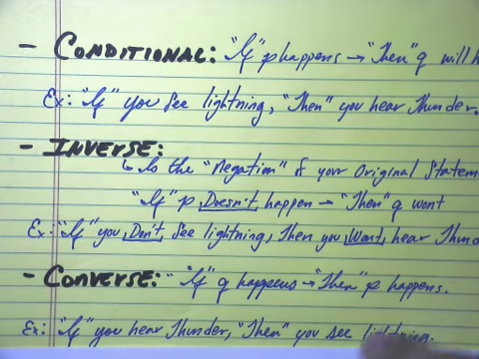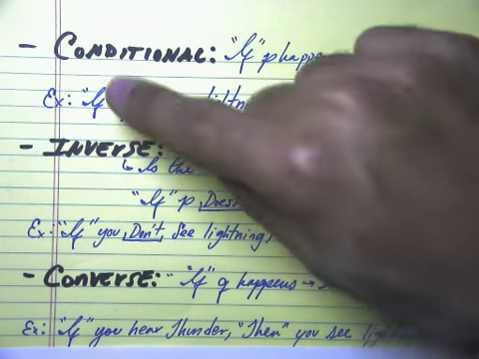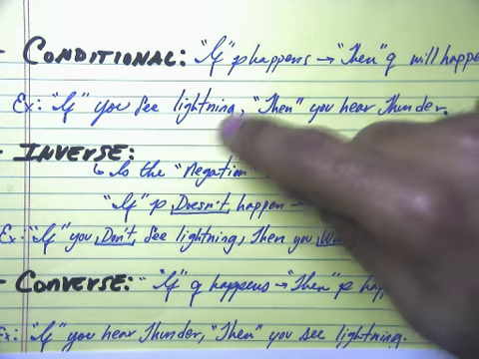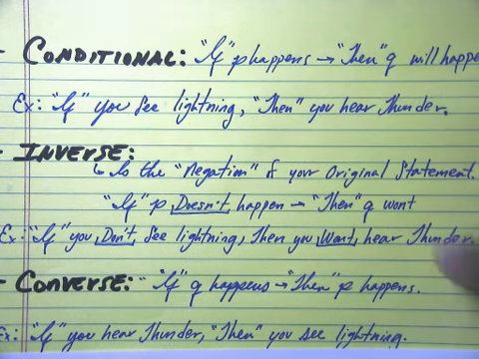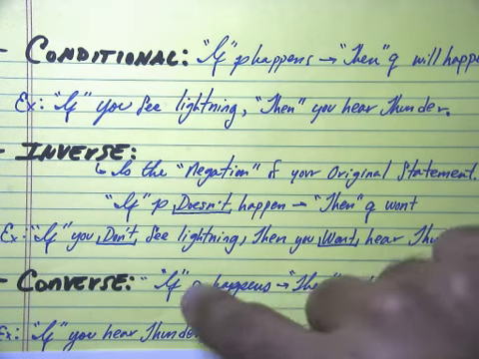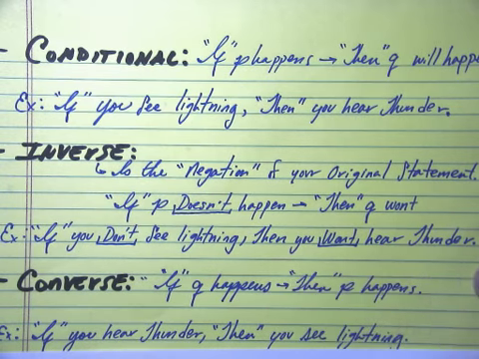So in other words, if you hear thunder, then you see lightning. If you hear thunder, then you must have seen the lightning. And that is the converse of my conditional. Because the original statement says that if you see lightning, then you hear thunder. But the converse of that is going to be that if you hear thunder, then you see lightning.